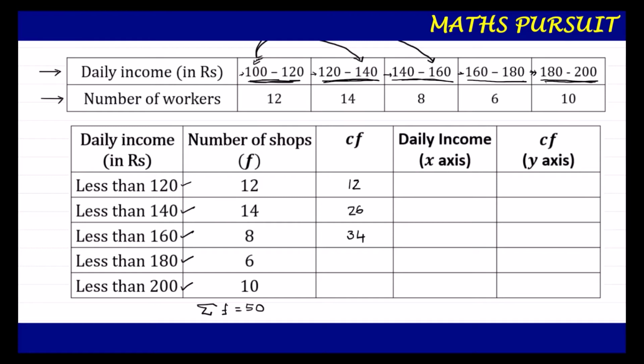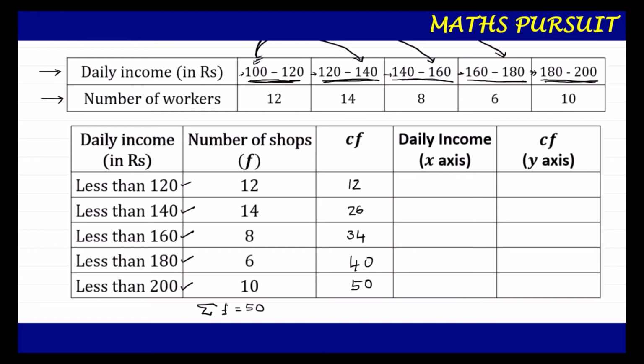Similarly, when our distribution is less than 180, that means from 100 to 180, we need to count everything from 100 to 180. So 12 plus 14 is 26, 26 plus 8 is 34, 34 plus this 6 is 40. Similarly, when our data lies from 100 to 200, that means less than 200, our cumulative frequency will be 50. How? Because we need to add 12 plus 14 plus 8 plus 6 plus 10. That means it includes everything. So our cumulative frequency here is 50.